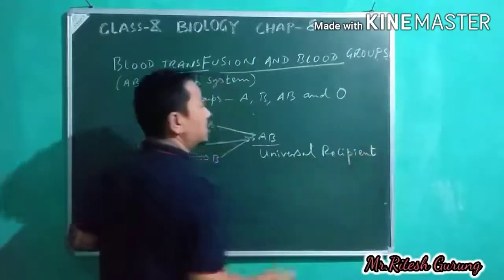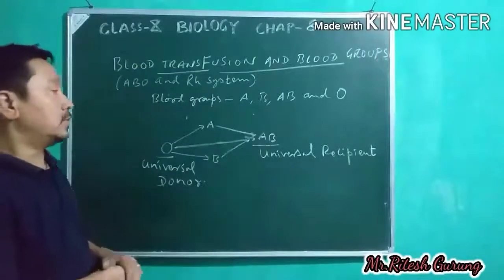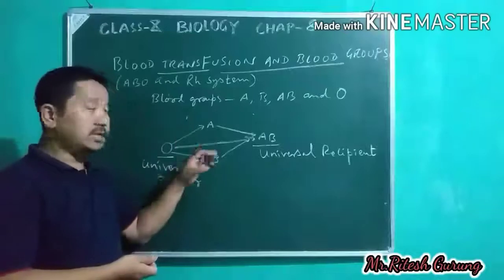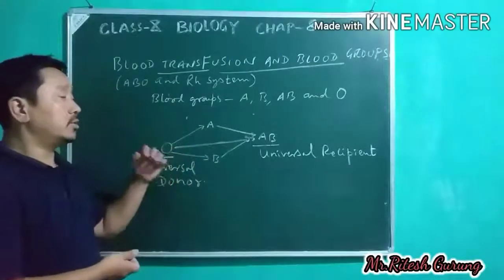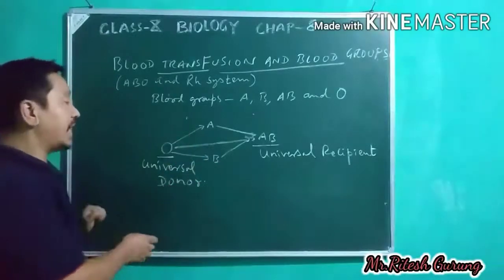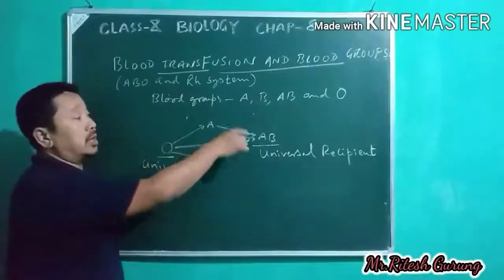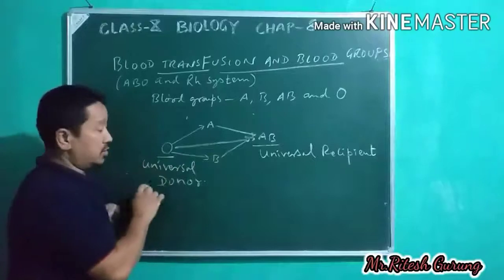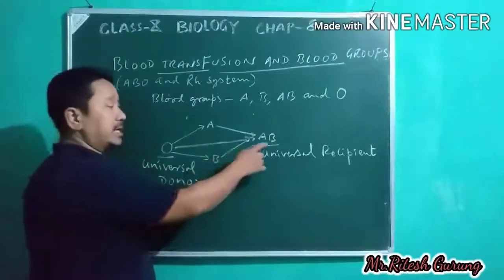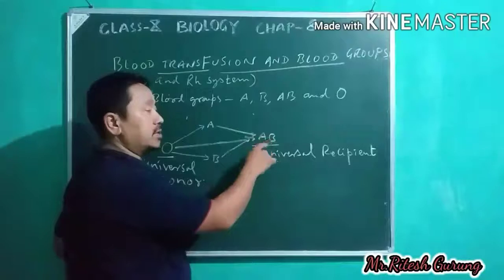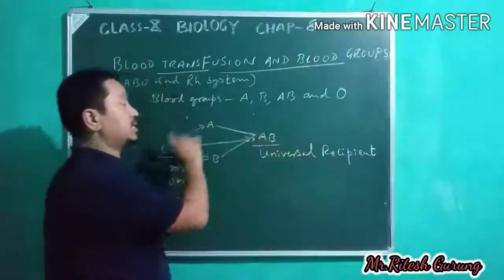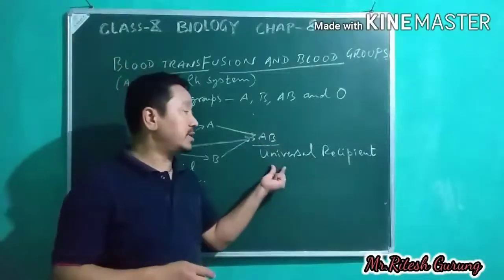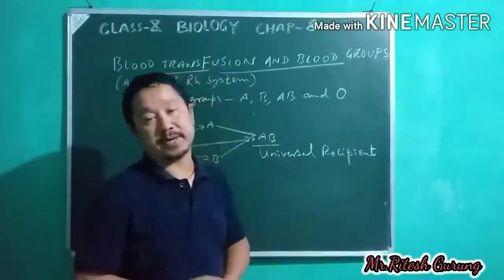Okay, there is another way of donating the blood or transfusion of the blood. So this is the way by which we can make out that O can donate to all other blood groups A, B and AB. So blood group O is called universal donor, whereas AB cannot donate to all, it can donate to AB only, but can receive from all other groups of the blood. So blood group AB is called universal recipient.